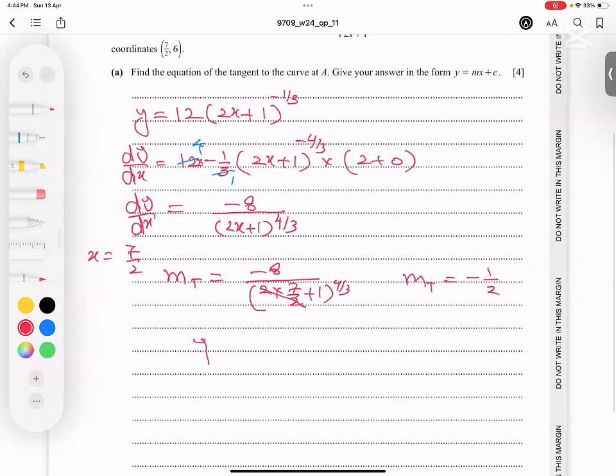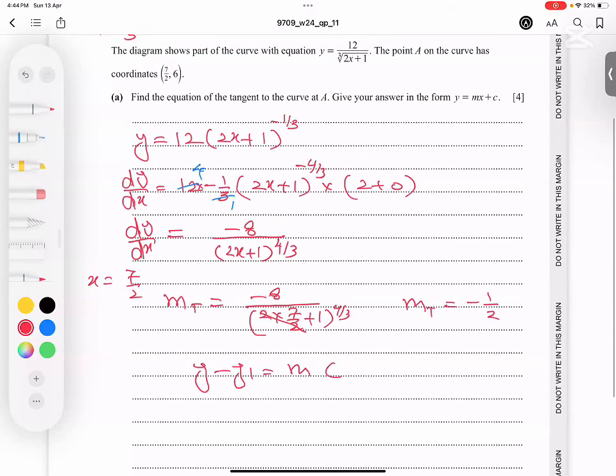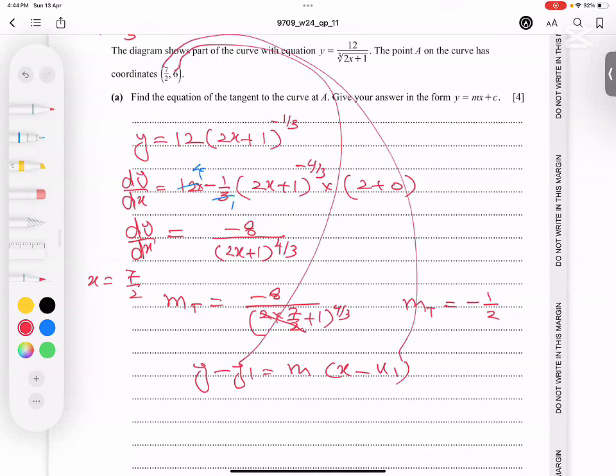And what's the formula for the equation of a tangent? y minus y1 equals m times (x minus x1). y1 is 6, x1 is 7/2, and m is this. So I believe the point is very clear, and we are close to our answer.